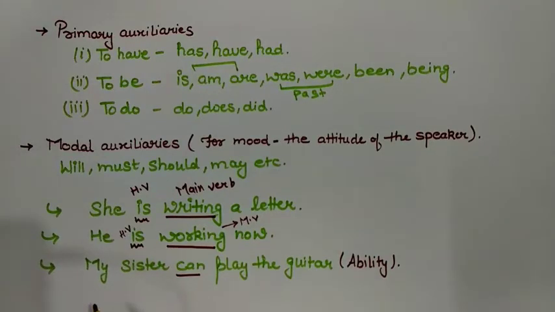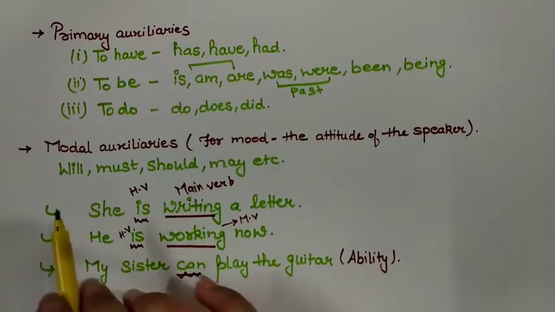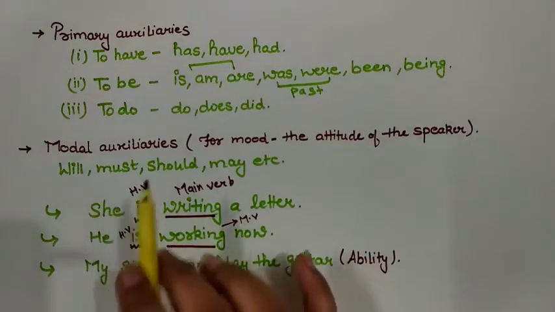The next example: my sister can play the guitar. Here, can is actually a modal auxiliary. It is showing the mood, the ability of the speaker. So, we use modal auxiliaries to show the attitude, ability, possibilities of the speaker. Modal auxiliaries do not possess an ing form.